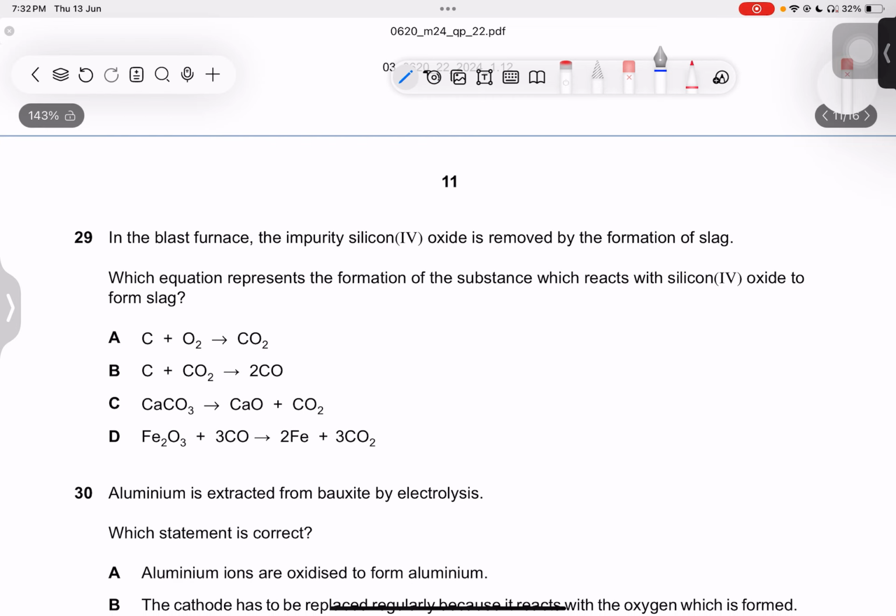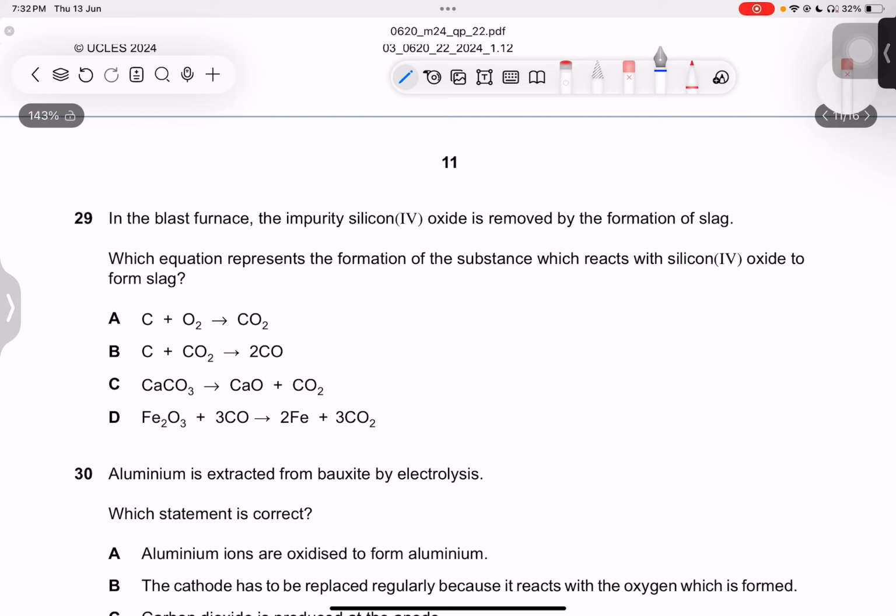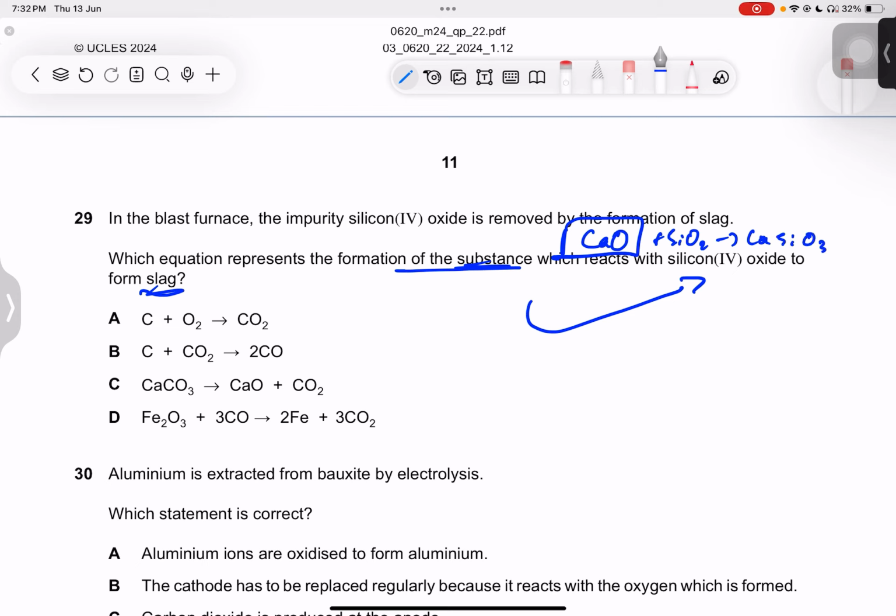In the blast furnace, the impurity silicon(IV) oxide is removed by the formation of slag. Which equation represents the formation of the substance which reacts with silicon oxide to form slag? They're not asking about the formation of slag. They're asking about the substance which reacts with silicon oxide to form slag. That substance is calcium oxide, which reacts with silicon oxide to form calcium silicate, also known as slag. So we need to select the equation which forms calcium oxide. Only option C is correct, in which the thermal decomposition of calcium carbonate occurs to form calcium oxide, which is also called lime.